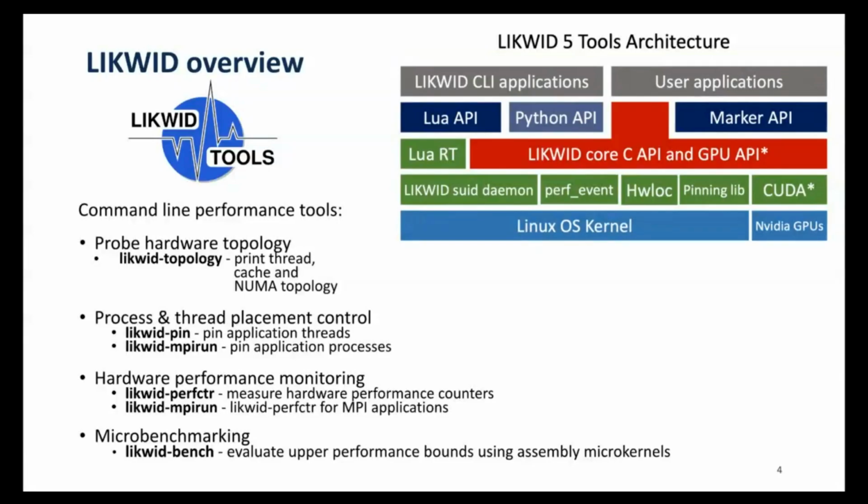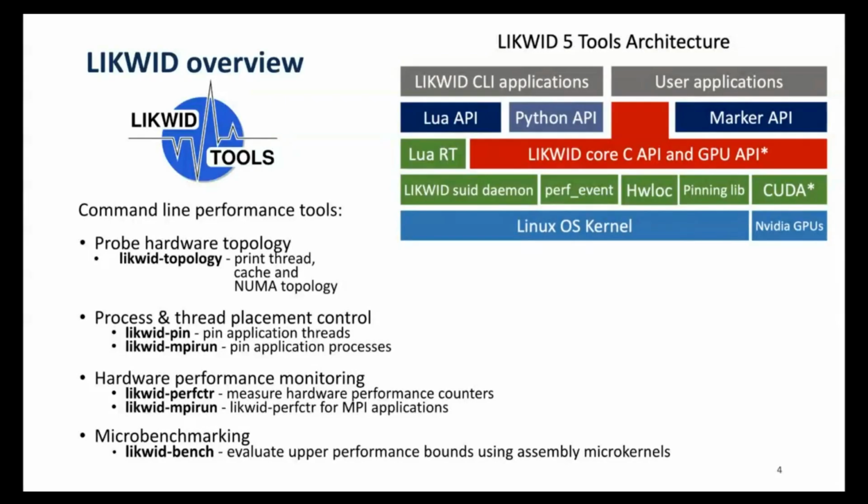which is a command line tool for controlling process and thread placement, well, in particular application thread placement. We also discuss LIKWID MPI run, which can be used to pin application processes. Then thirdly, we will get to the primary topic of the webinar, which is about doing hardware performance monitoring using LIKWID perf counter to measure hardware performance counters.